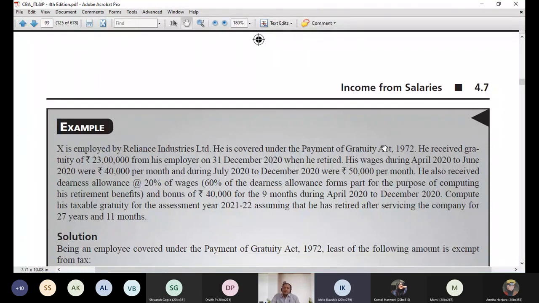X is employed by Reliance Industries Limited. He is covered under the Payment of Gratuity Act 1972. The question will tell you whether the employee is covered or not, because unless the question tells, we cannot decide whether he or she is covered. But if nothing is mentioned, then I can assume anything. Normally, it is the convention that if nothing is mentioned, we assume that the employee is not covered.